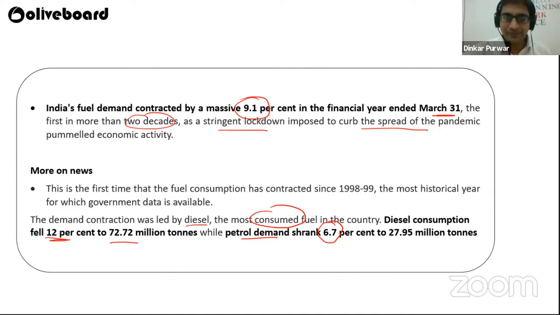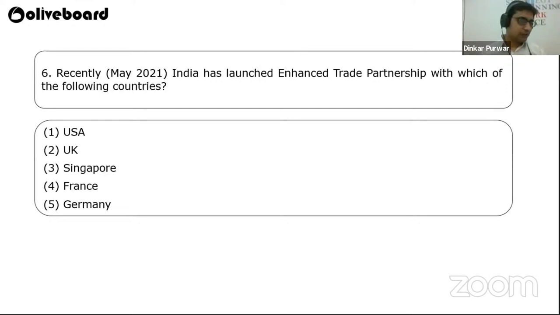Fine. So question number 6. Please do not consider this question number 6 as question number 9 by rotating that 6. This is question number 6 only. Recently, in May 2021, India has launched the enhanced trade partnership with which of the following countries? USA, UK, Singapore, France, or Germany?